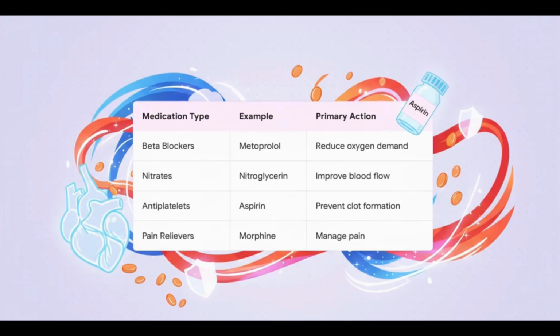Antiplatelets, such as aspirin, help prevent further clot formation. And pain relievers like morphine not only manage pain but also help relieve the sense of breathlessness that often accompanies an MI.